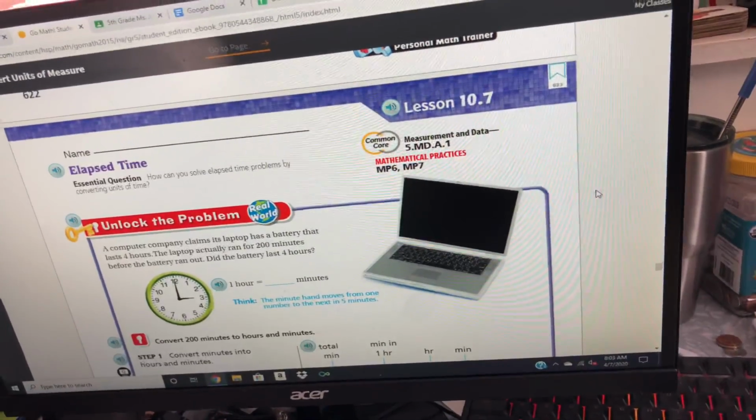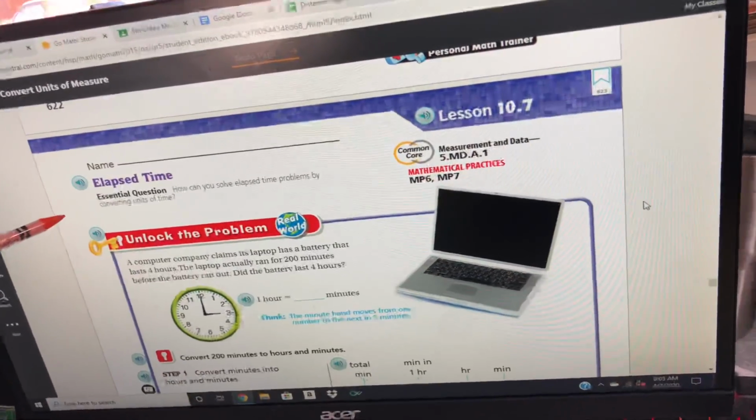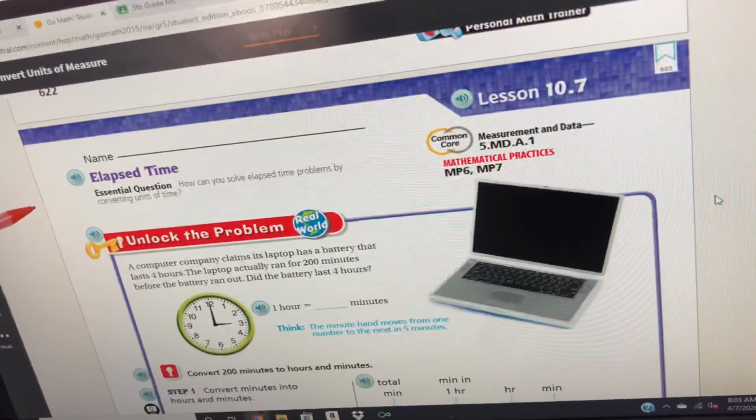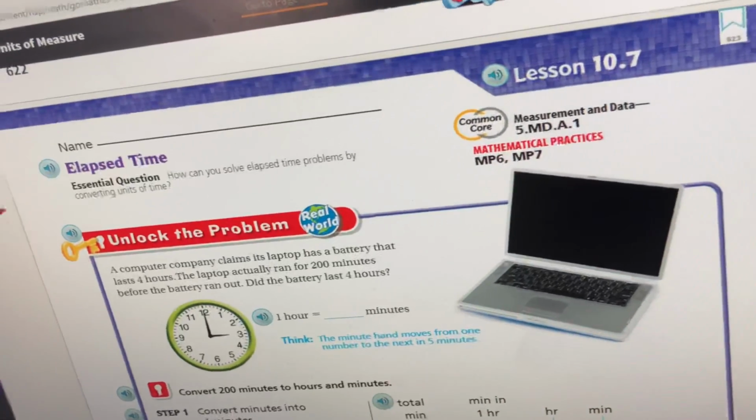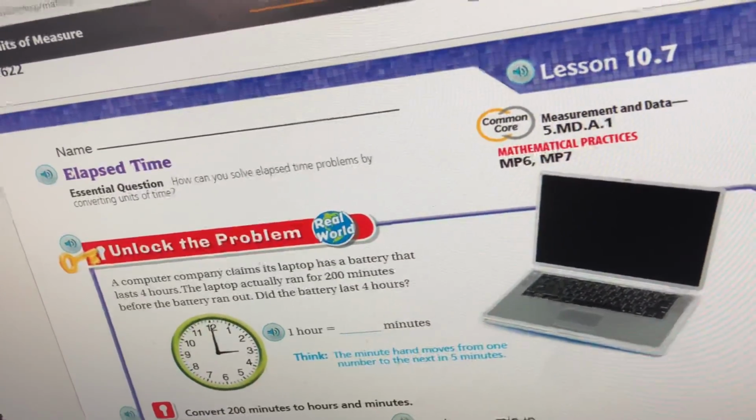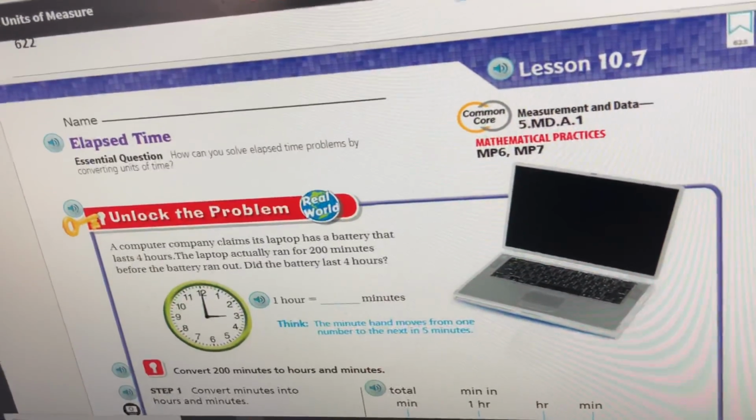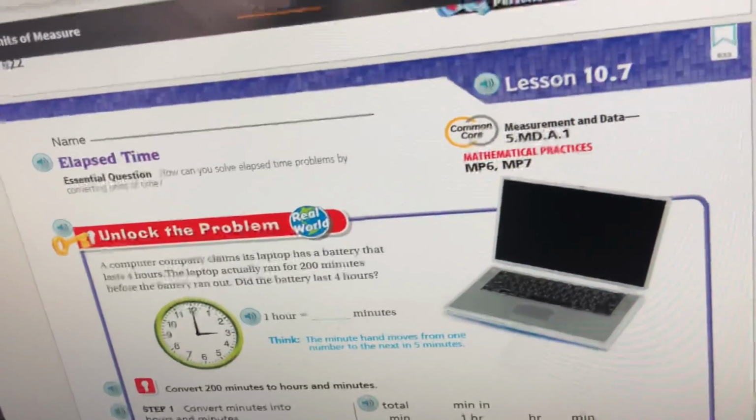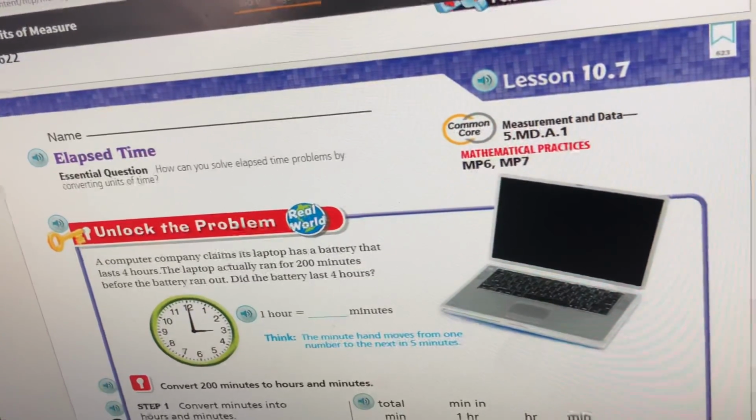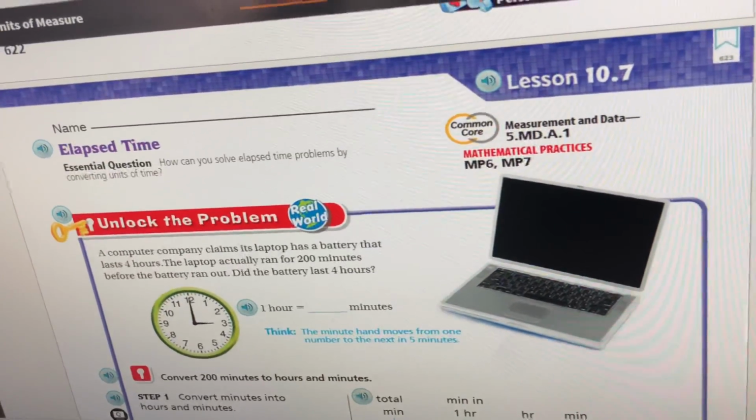Good morning. We're continuing on with elapsed time. You can see the essential question says, how can you solve elapsed time problems by converting units of time? Well, what do they mean, converting units of time? You want to think about seconds, minutes, hours, days, weeks, months, years. It can go on and on.